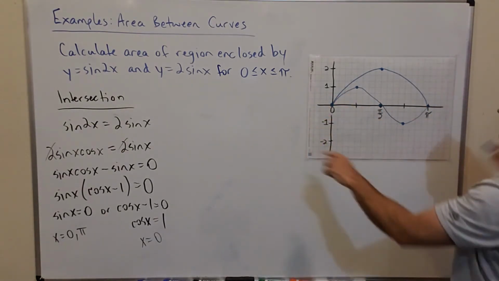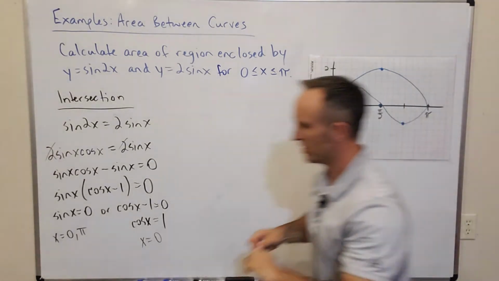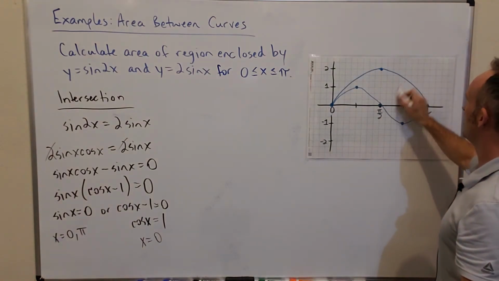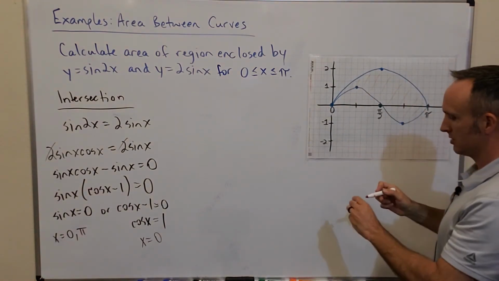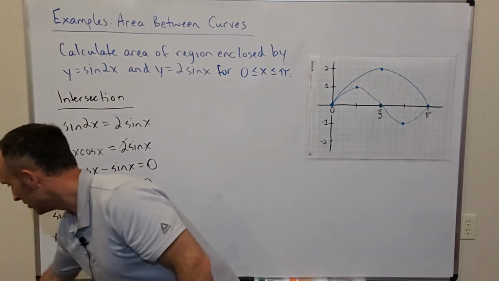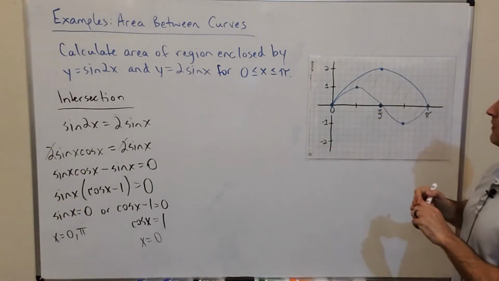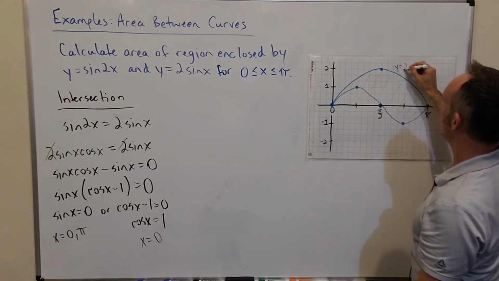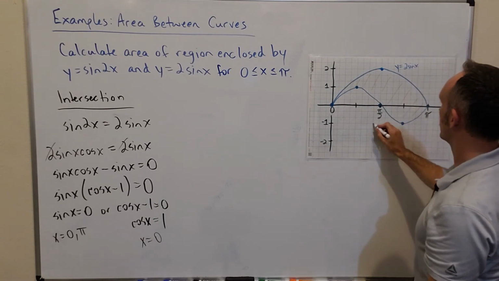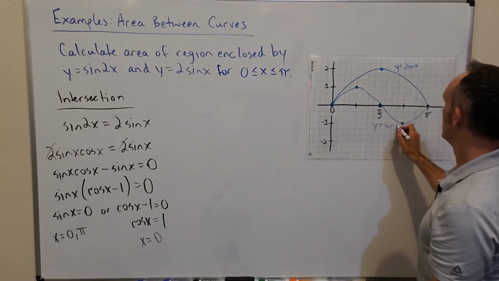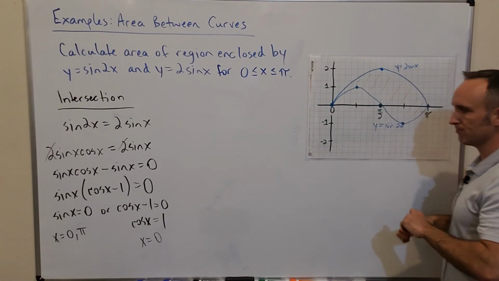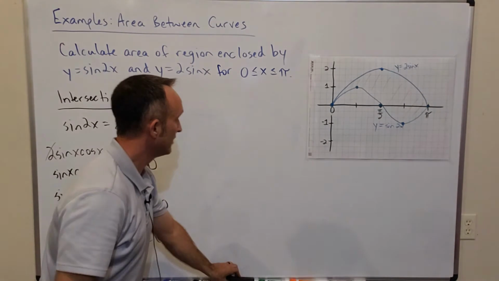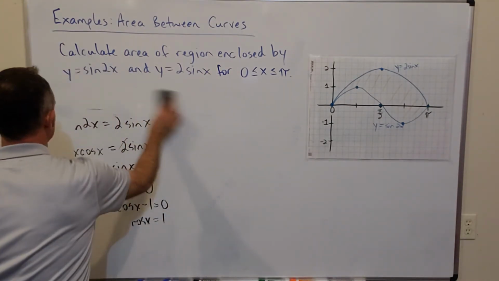And so these functions both continue on forever, but we're only interested in this portion, and now we can see the area that we want, which is this area here. Kind of a cool little geometrical figure. We also want to make sure to label both functions. So the curve that's on top is y equals 2 sine x, while the curve that's on bottom is sine of 2x. Now we can work towards evaluating an integral that will give us that area.